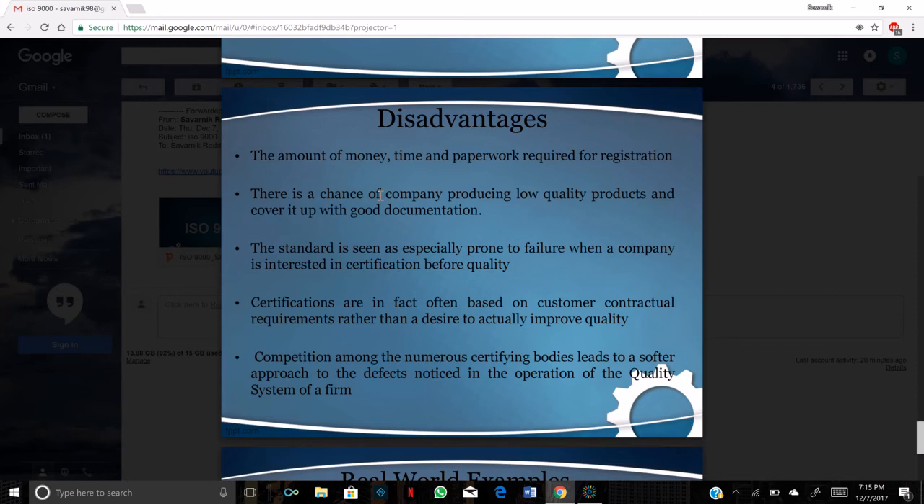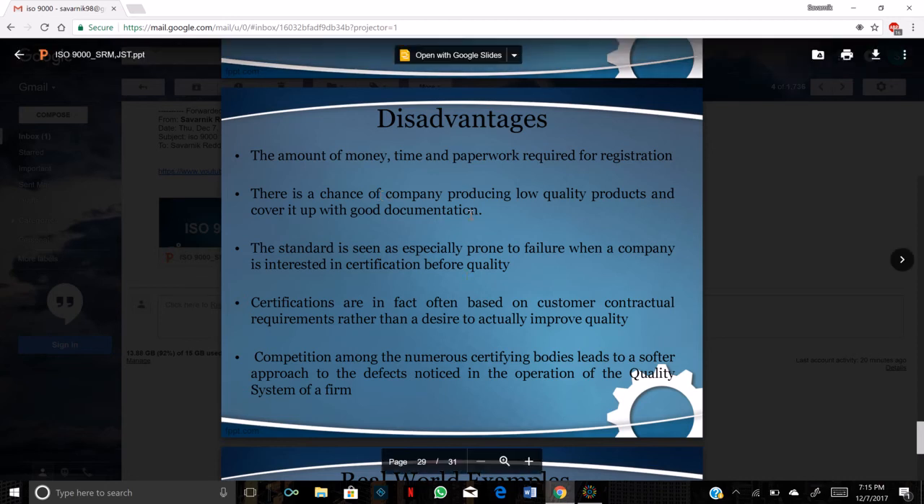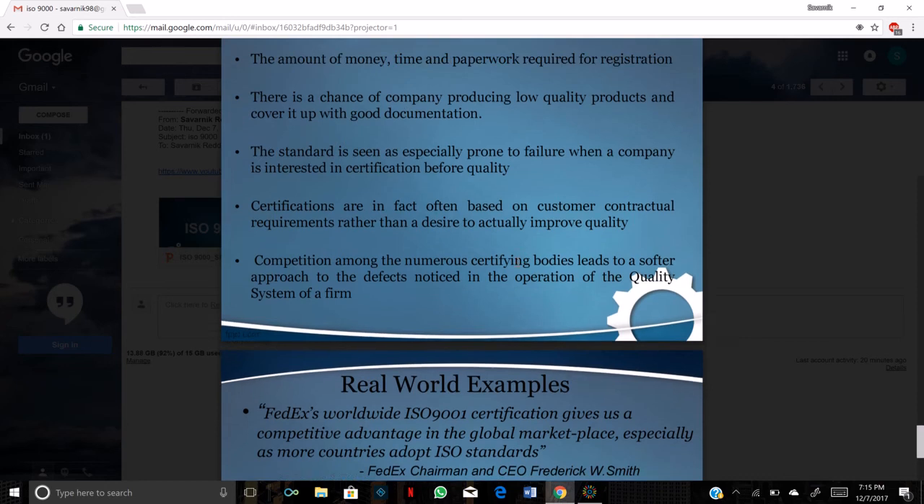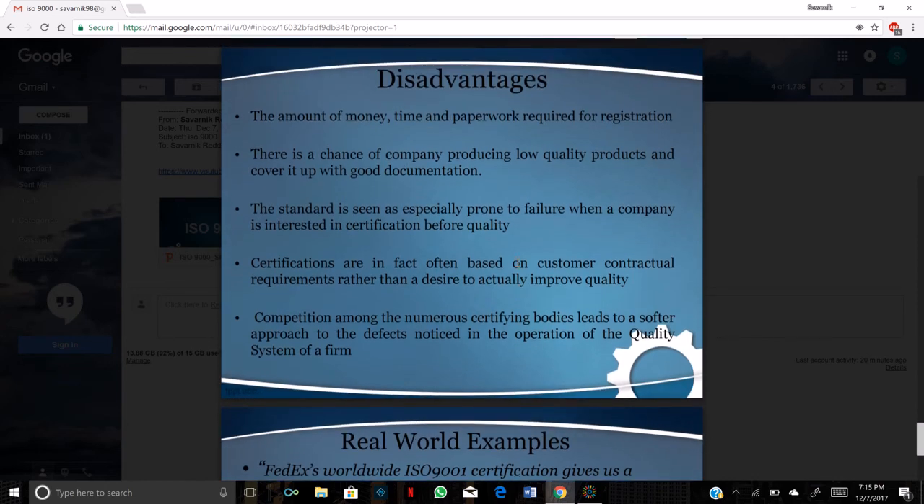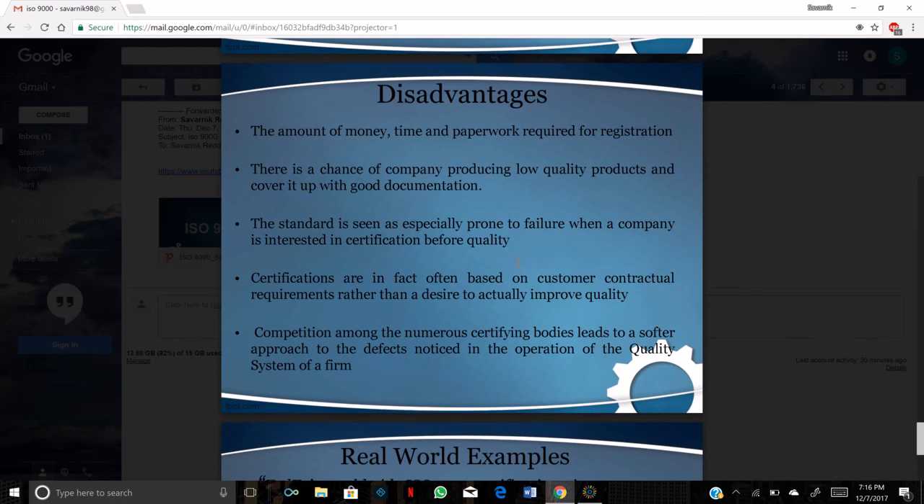So this was a possibility back then, but I'm pretty much sure that the ISO people now have measures to avoid this. And this standard will obviously be a failure if a company is interested in certification before quality. If a company is focused more upon the certification rather than the quality, I don't think the product should be certified. And of course, as in every business, even this would have competition from many certifying bodies that would compromise the quality standards. That's in the future, but that has a chance.